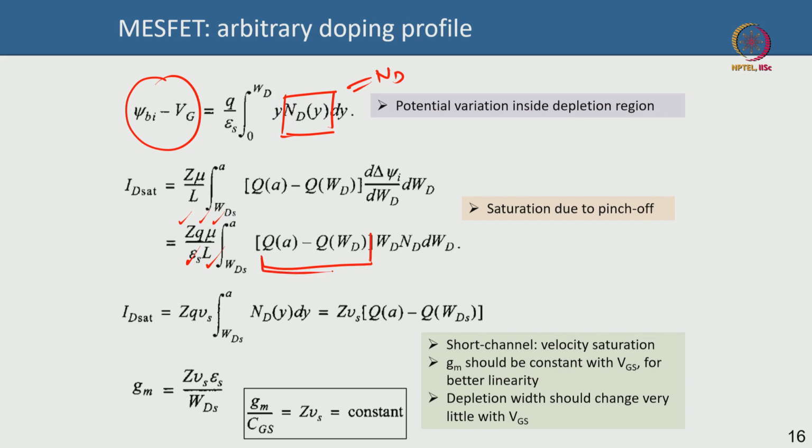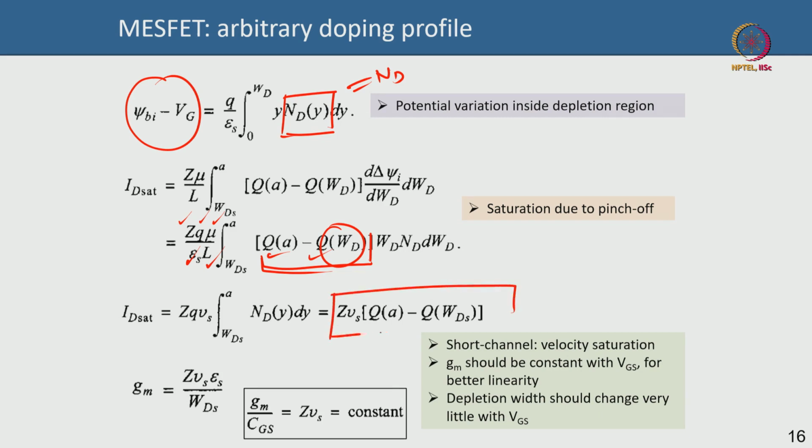Q_A is basically the total charge in the channel in the absence of the gate, in the absence of any depletion. Q_W_D is the charge stored in the depletion at any point x, for instance, when you have a depletion width of W. Q_A minus Q_W tells you how much the channel is open. If you simplify around it and integrate again, you eventually come up with this expression.